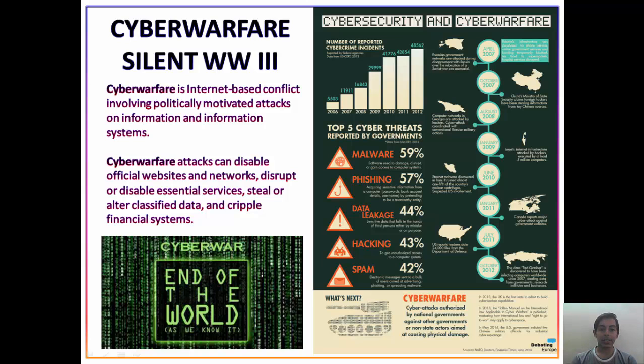cripple the financial systems. Now, as you can see in this image here, you can see the relation between cyber security and cyber warfare. As you can see in this particular statistics, the number of reported cybercrime incidents in 2006 and 2012 is a huge difference. So basically every year the number of reported cybercrime incidents almost doubles, or you can say almost in every 3 or 4 years the number of incidents almost doubles or triples. Now, as you can see here, these are the number of reported cybercrime incidents.